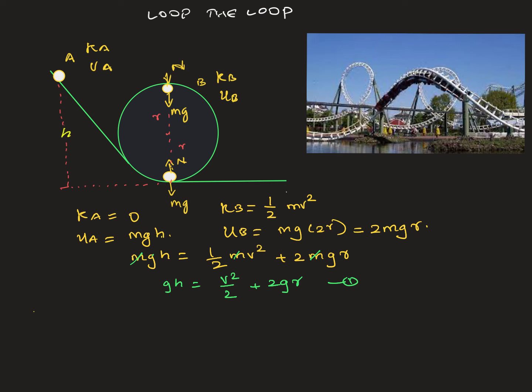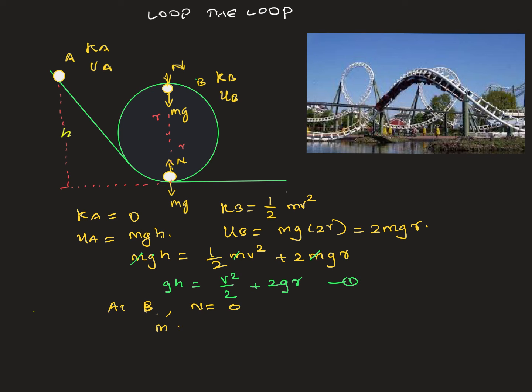Now we are going to use the circular motion equation at point B, which is that the net force is equal to the mass times acceleration. At that point B, the net force is only mg because n is 0. So let's write that down. At B, n is 0.